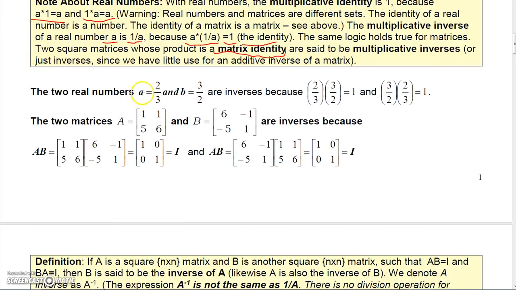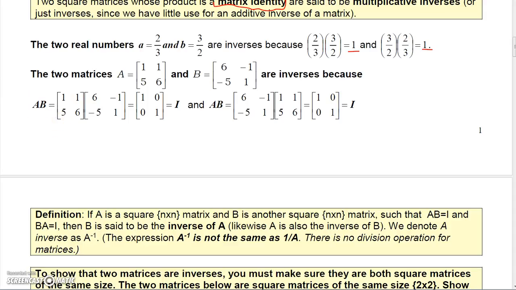So, for example, with real numbers, the numbers 2/3 and 3/2 are inverses because 2/3 times 3/2 is 1, the real number identity. But with matrices, if you have two matrices like these two here that multiply together to give the identity, then these two matrices are considered to be inverses. So if you multiply these two together, you get an identity matrix, and therefore those two matrices here are said to be inverses of one another.